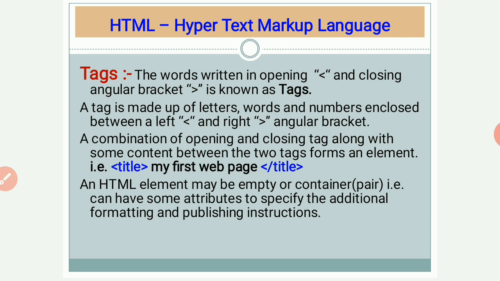An HTML element may be empty or container. That is, a tag that has an opening tag and a closing tag is known as a container or pair tag, and a tag that doesn't have a closing tag is known as an empty or single tag. It can also have some attributes, or extra information, to specify additional formatting and publishing instructions. They are known as attributes of the tag.